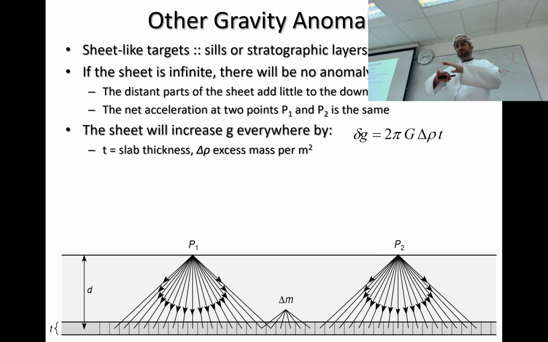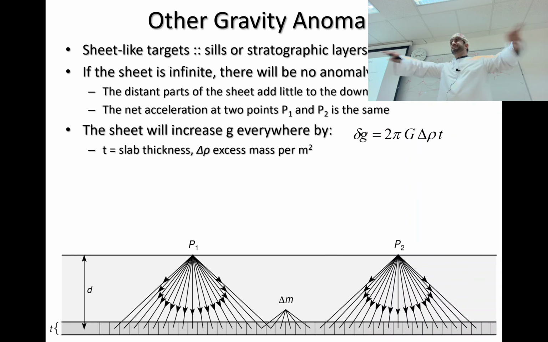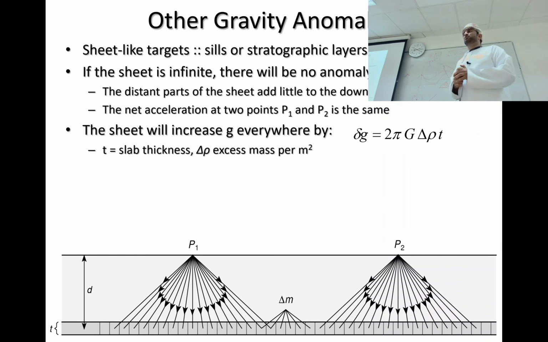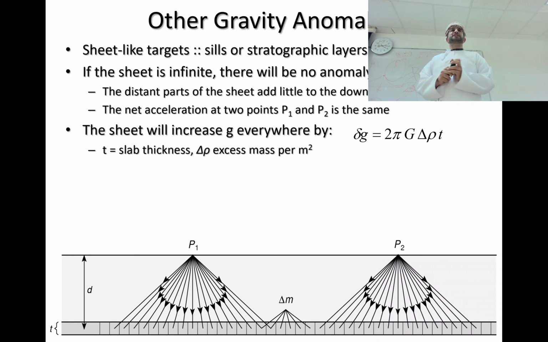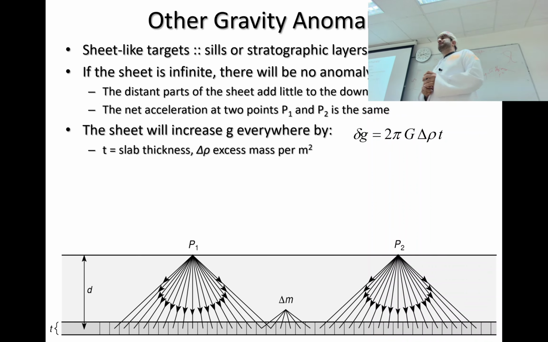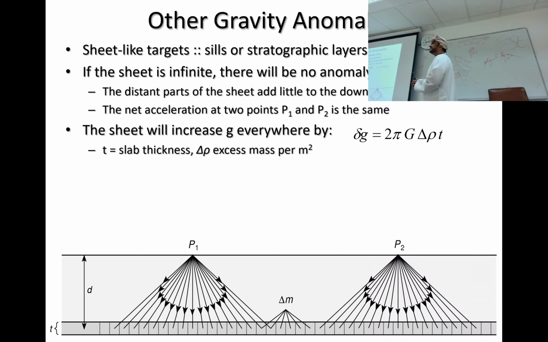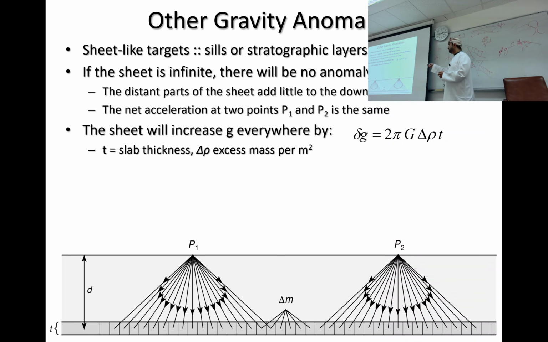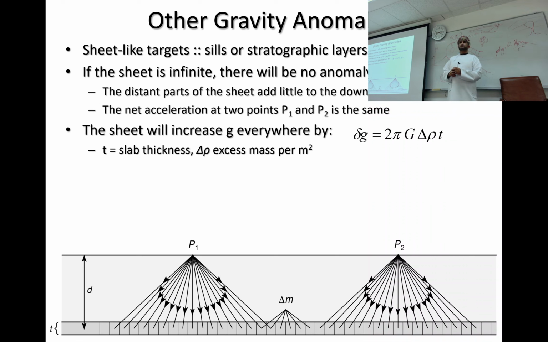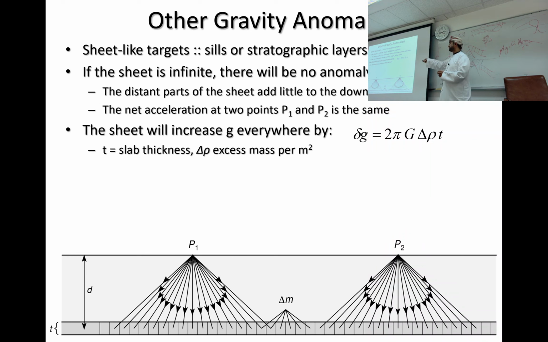What about an infinite sheet? An infinite layer, a layer extending indefinitely. What kind of anomaly do I get? Positive or negative? Huh? I get the same. There is no anomaly, but I might get an increase or a decrease. The anomaly will be like that: 2 pi G delta density times thickness. The delta G will be calculated as such.